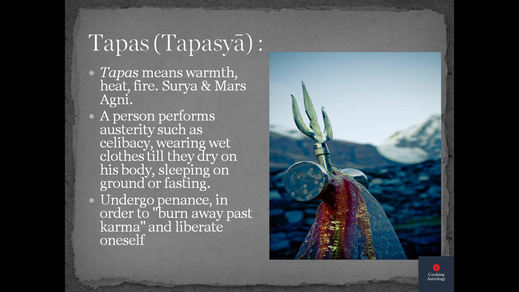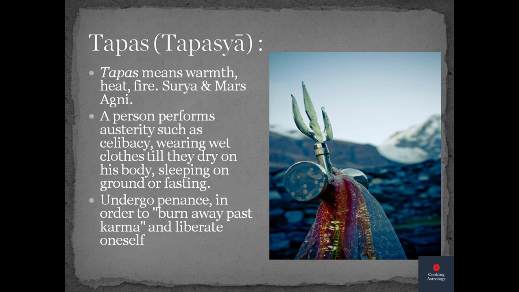Also the person who performs austerity such as celibacy, and especially in northern India, wearing wet clothes until they dry on his body, that is also associated with Prāyaścitta. You have to wear the wet clothes until they dry on your own body. This is also a form of Prāyaścitta.